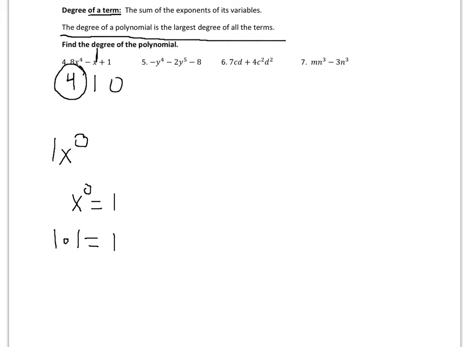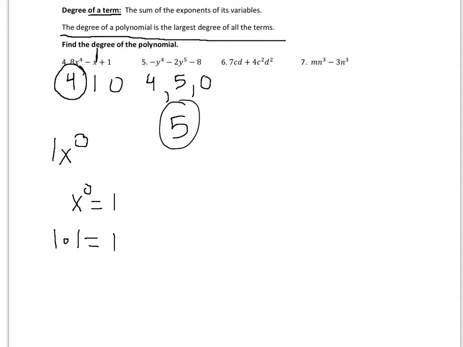So I'm hoping you did. Now, you don't necessarily have to write down all the degrees, but it's good practice. So the degree of the first term, 4. Degree of the second term, 5. The degree of the third term, 0. What's the highest degree? 5.